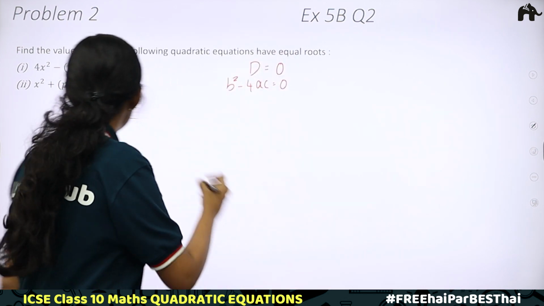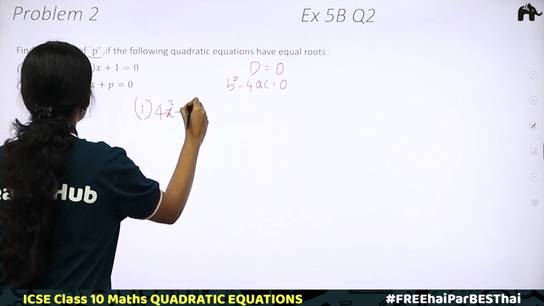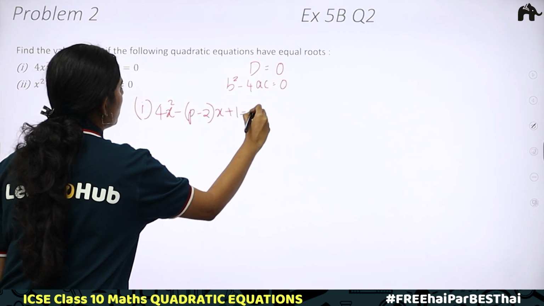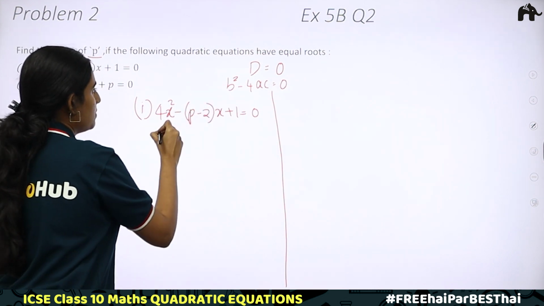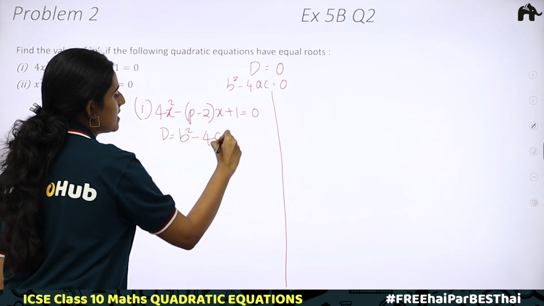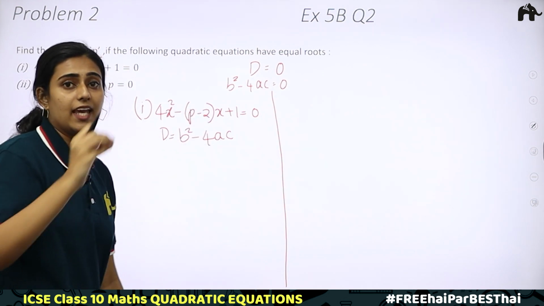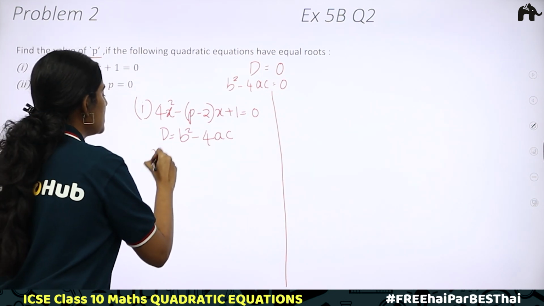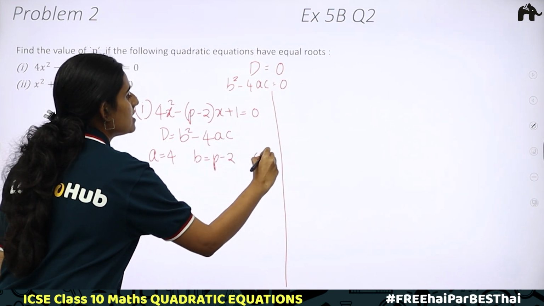Let's start. The first part, 4x square minus (P minus 2) into x plus 1 is equal to 0. We need to find the discriminant. Discriminant D is equal to B square minus 4AC. Okay. What is the value of B, A and C? Compare this with the standard form of quadratic equation. A is equal to 4, B is equal to P minus 2 and C is equal to 1.